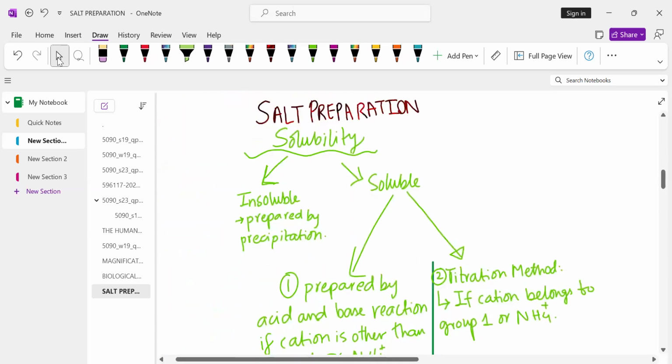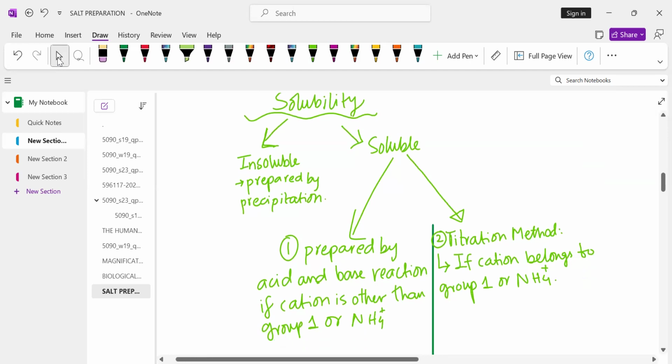So let's move on to the next topic, which is salt preparation. Firstly, you need to remember which compounds are water soluble and which aren't. For the ones that are water soluble, there are two methods to prepare salt. First one is preparation by acid base reaction.